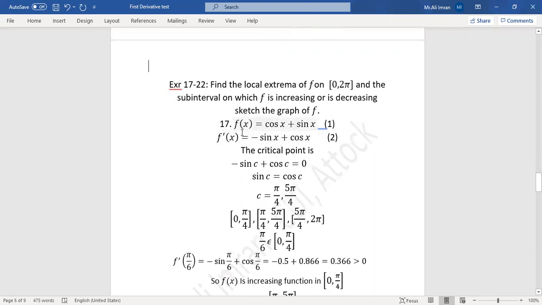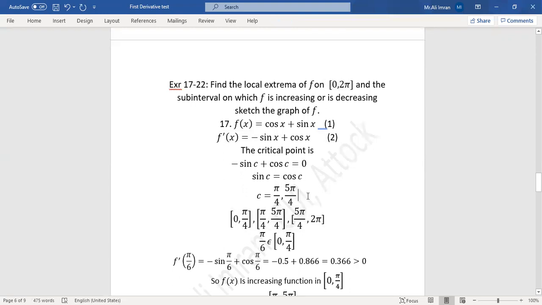First of all, we will find the derivative. With the help of the derivative, we will find the critical points, defined by f prime of c equal to 0: minus sine c plus cos c equal to 0, which after simplifying gives sine c equal to cos c. Sine and cos have the same value at 45 degrees, or pi by 4, and 5 pi by 4, in the interval 0 to 2 pi.